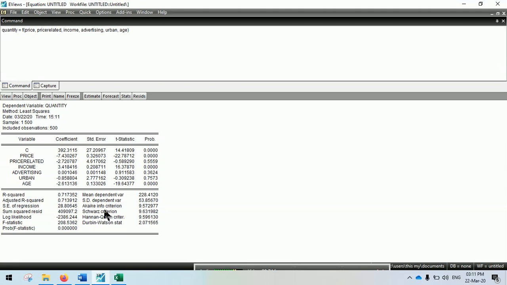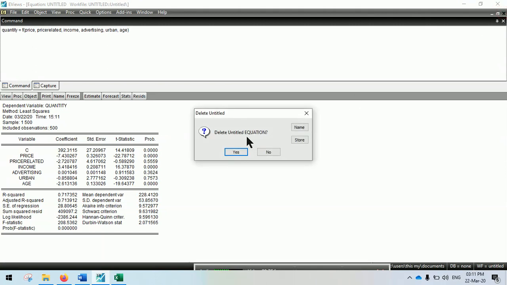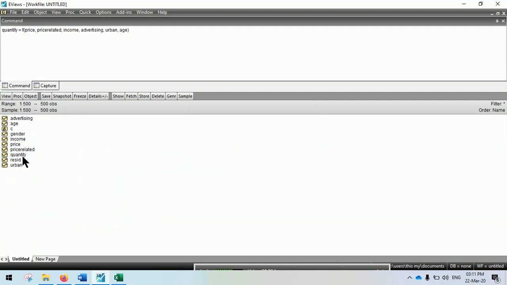But sometimes the model is very complicated, it's very huge, and the names are very complicated, so it will take us a long time to write all of this. So what we can do is another way. I close this, delete the equation. Since the dependent variable is quantity, I click on it first. If you understand, the first variable is the dependent variable. Then I hold Control and select the others: price, related, then income, then advertising.